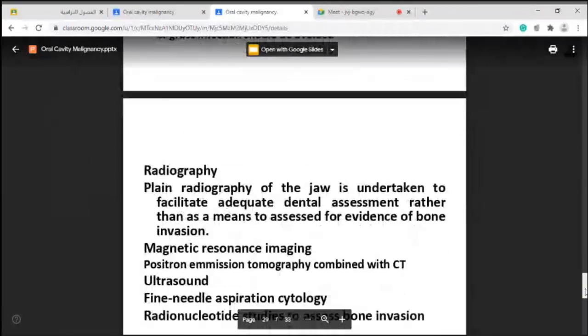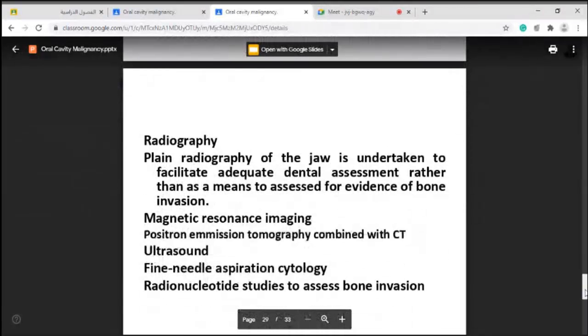Other investigations, this is biopsy. Before biopsy, we can take a radiograph, X-ray. A radiograph of the jaw is undertaken to facilitate adequate dental assessment rather than as a means to assess for evidence of bone invasion. So a simple X-ray of the face or the jaw can show bone invasion if this is an advanced condition, but also assesses the dental condition.